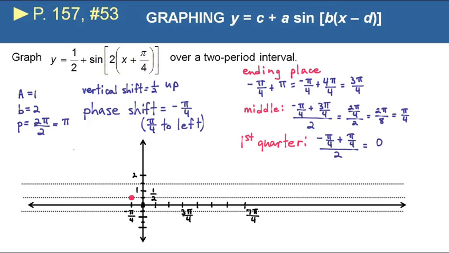And then high, at the first quarter mark we go high. At the middle mark we go back to the center. At the third quarter mark we go down low. And at the 3 pi over 4 mark we go back to the center. Alright, now the next cycle is going to go middle, high, middle, low, middle all over again. And we are ready to connect the dots.